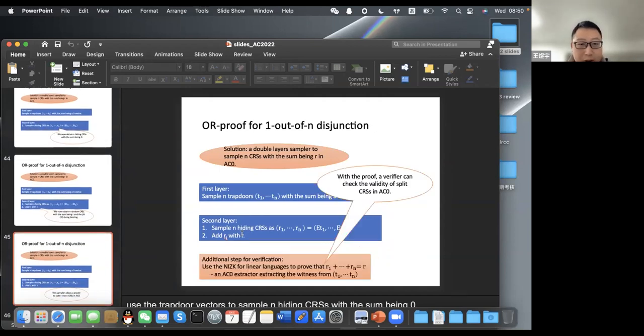And of course, we should also generate the proof of the NIZK for linear languages. And in this case, we have to extract a witness that can be used to prove that the sum of the split CRS is equal to the original one. And we can also do this by making use of the n trapdoors we sampled in the first layer. So basically, all the multiplications just involve the matrix E, which is sparse, and a random vector. So all of them can be computed in AC0.